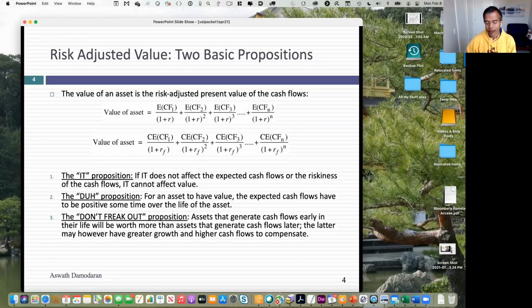Here's the first one. It's called the "it" proposition. If it does not affect the cash flows and it does not affect risk, it does not affect value. What's it? You name it. In fact, each of those words could affect value as long as you're willing to do your homework. Let's say control.